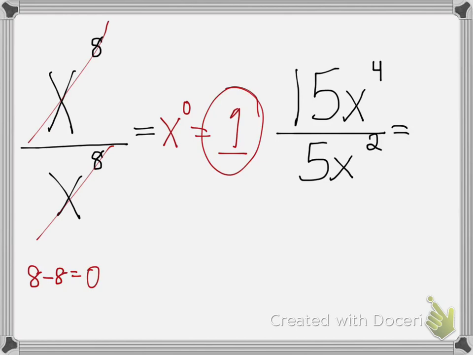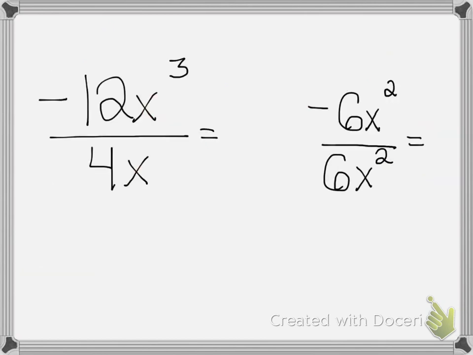Now let's keep the same concept going, but this time we're dividing the coefficients, the numbers in front of the variable. So you see 15 and 5 are my coefficients. What is 15 divided by 5? Well, it equals 3. And then we're going to do the same thing we've been doing with the variables. x to the 4th divided by x squared. 4 minus 2 is going to give me 2. So it'll be 3x to the power of 2.